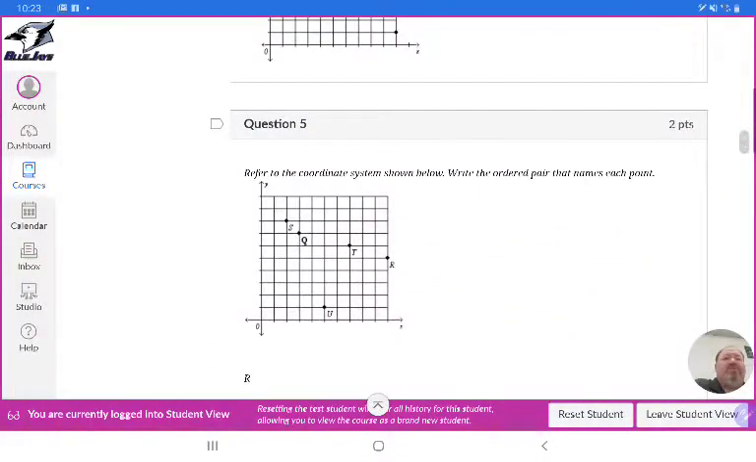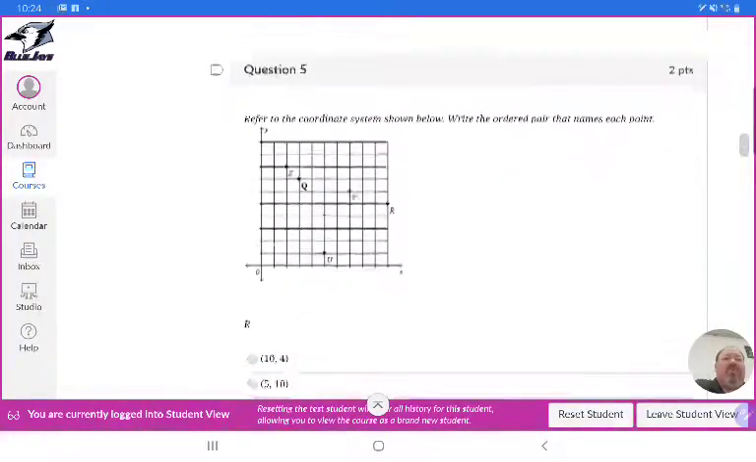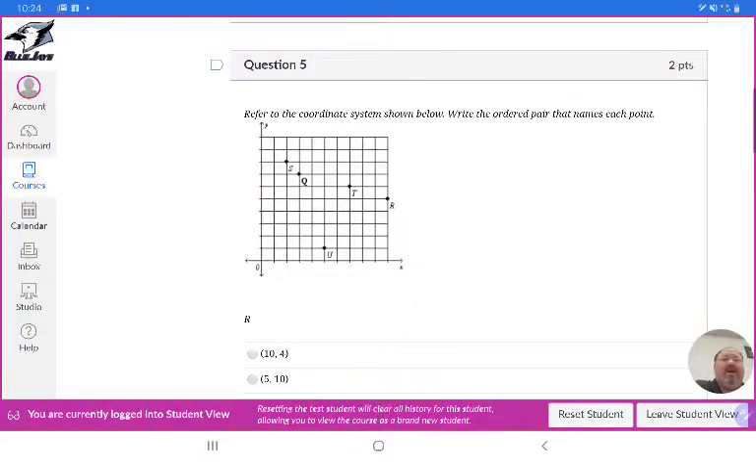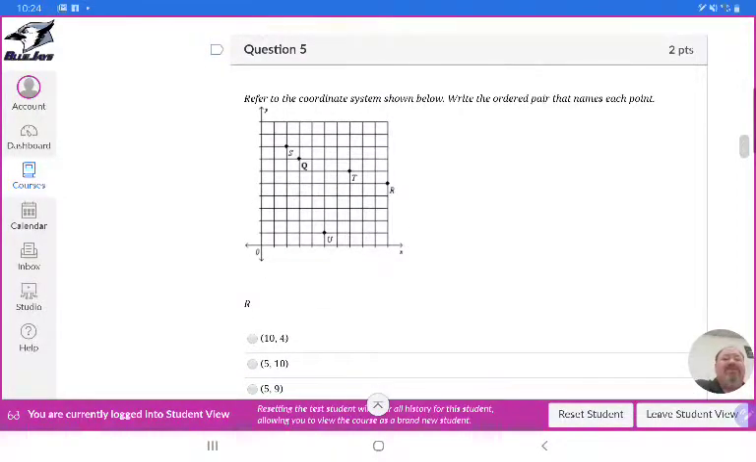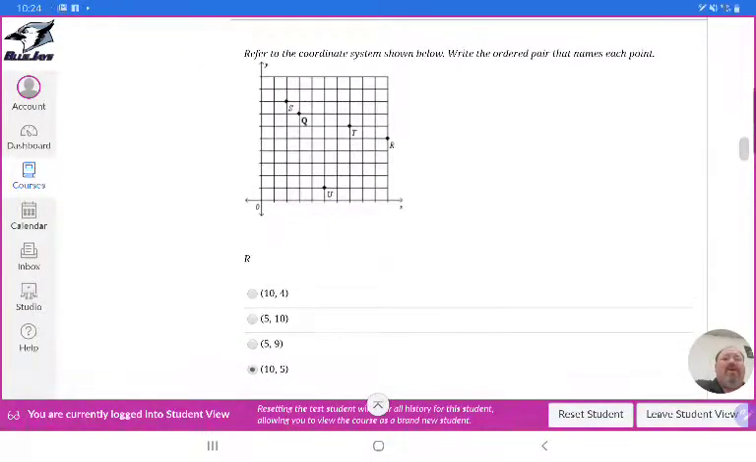Question 5. Refer to the coordinate system shown below. Write the ordered pair, name each point. So we have a bunch of ordered pairs there. They're looking for point R. So we would do the X first, go along the bottom from 0 and count over. And then we would count up for the Y, and we would end up with 10, 5. Very good.